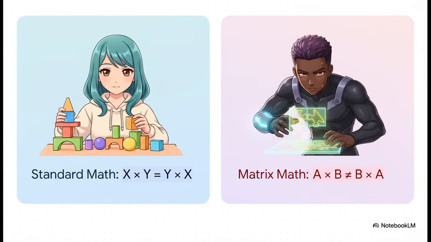Pretty simple. But on the right, well, in the realm of matrix math and operator theory, a times b definitely does not equal b times a. When the actual order of operations fundamentally changes your outcome, you can't just rely on standard polynomials anymore. You need an entirely new mathematical toolkit just to describe these functions.